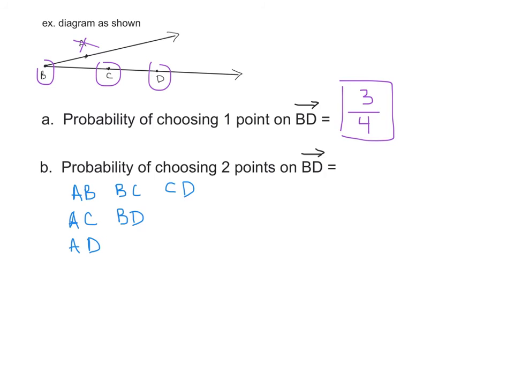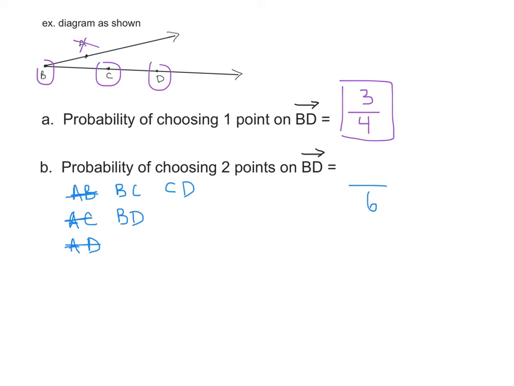So now here's what I've got. I have 1, 2, 3, 4, 5, 6 different ways that I can choose 2 points. So now I have to look and say, well, who are winners and who are losers? Okay, my options have to include B, C, and D. Anything including A is a loser. Loser, loser, loser. So when I look at this, okay, BC, that's a winner.